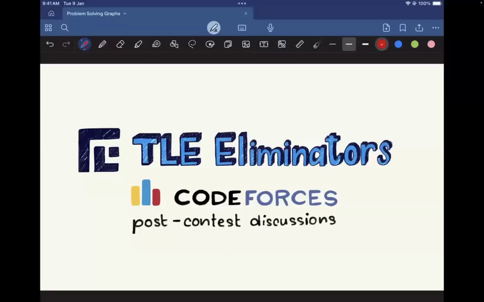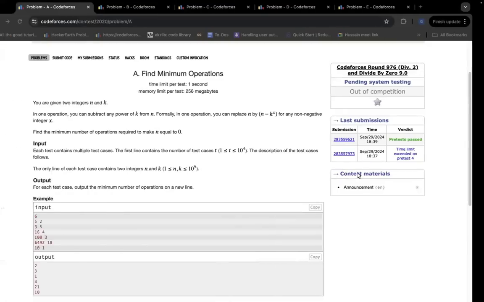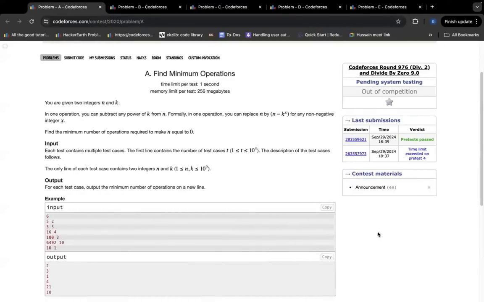So hi guys, today we'll be discussing problems A, B, C, D, E of Codeforces Contest 976 by Divide by Zero. I think this was organized by IIT Indore. So let's get started with the first problem.